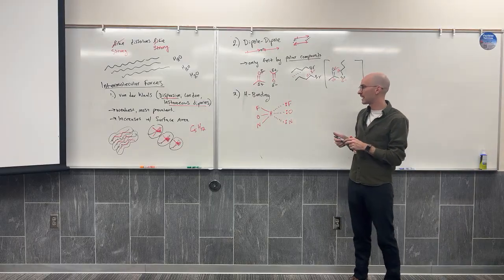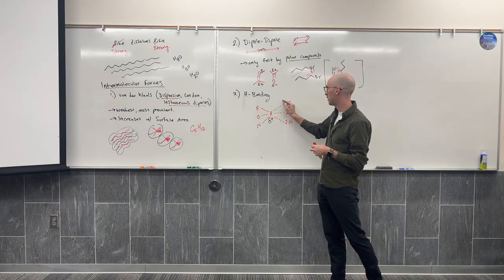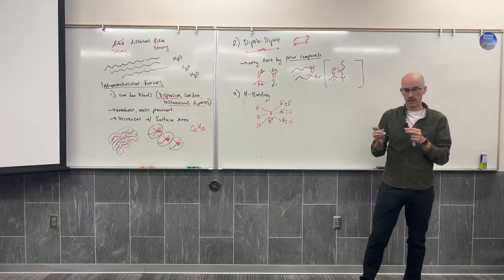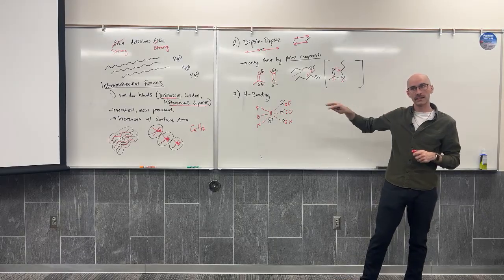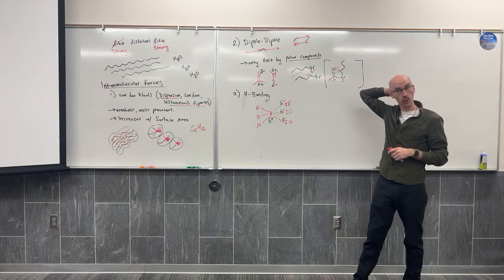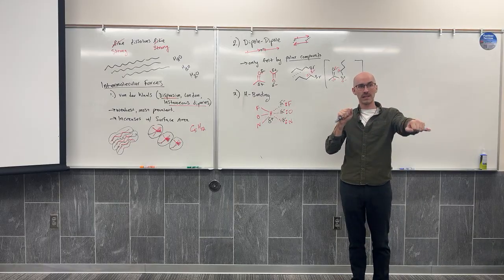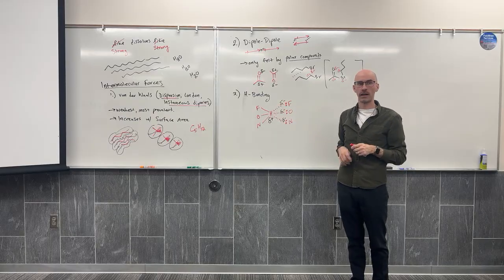These are just incredibly strong partial positive on hydrogen with very strong partial negative on these lone pairs for our other atoms. So you'll recognize that these atoms are very electronegative: fluorine, oxygen, and nitrogen. And it's that electronegativity that is creating that strong dipole, and it's that strong dipole that's allowing for hydrogen bonding.